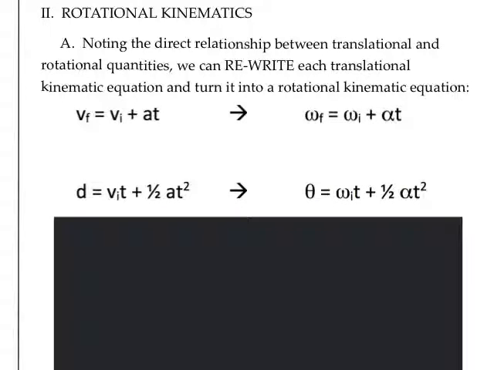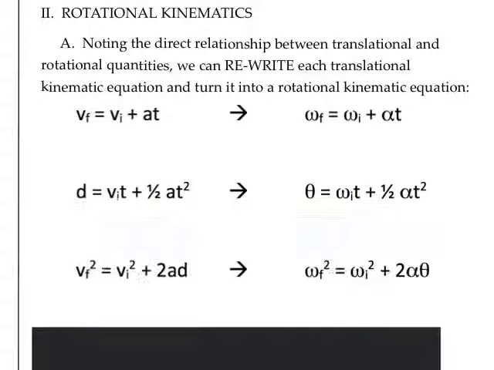The second kinematic equation was distance is v_i t, initial speed times time, plus 1/2 at squared, 1/2 acceleration times time squared. So we make substitutions and we now have theta, which is our angular displacement. That's equal to omega t, which is angular velocity times time, plus 1/2 alpha t squared, 1/2 the angular acceleration times the time squared. And finally, our last equation, v_f squared equals v_i squared plus 2ad.